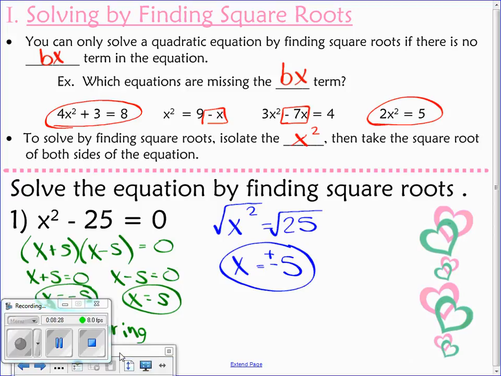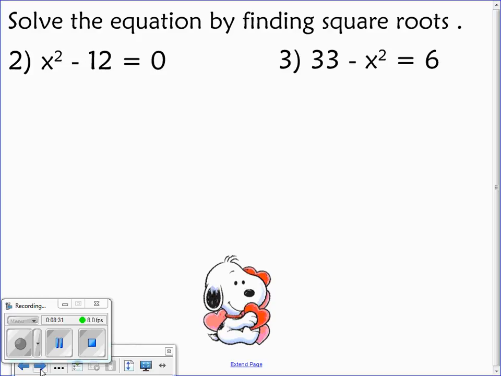All right, let's take a look at some more here, guys. Number 2, x squared minus 12 equals 0. So your first step is to isolate the x squared. So we have to add 12. So x squared equals 12. All right, your x squared is by itself, so we take the square root of both sides. So x equals, ooh, radical 12. Is that perfect? No. So obviously I couldn't have factored this one, right? This wouldn't have been a difference of squares because that one's not perfectly square. How do you simplify radical 12?